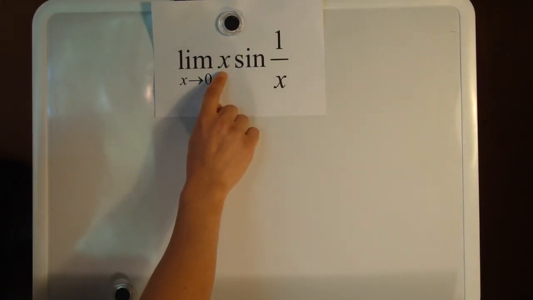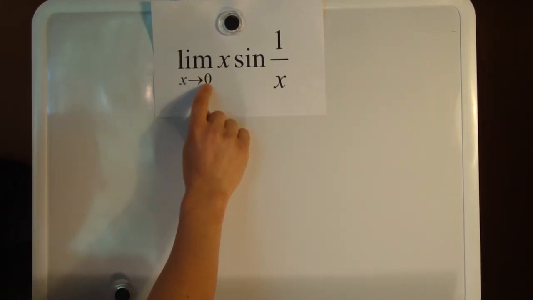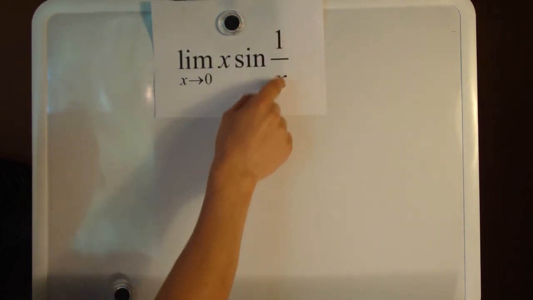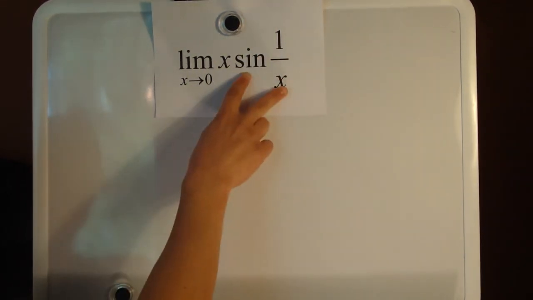This part of the function is not a problem as x is approaching 0, but the sine of 1 over 0 is not a well-defined expression, and then this function begins to oscillate as x gets closer and closer to 0. So one way I like to do this problem is to break it into components.